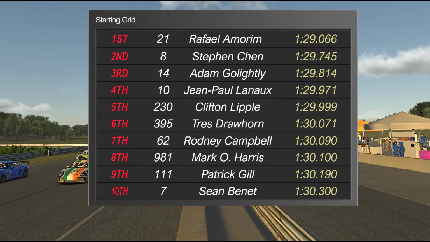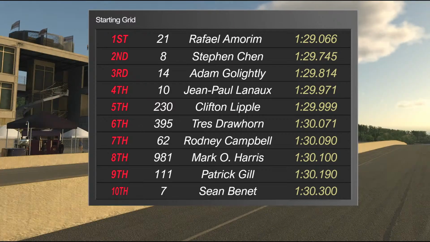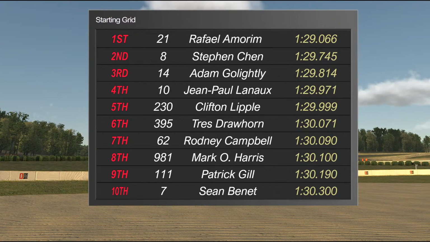Time to bring you the starting grid for this group, where Amarim does have the fast time, that 1:29.066, good enough to keep him in P1 for this race. Stephen Chen will roll off from 2nd. Adam Golightly, who is new for the week, will roll off from 3rd. Jean-Paul Leno rolls off from the 4th spot. 5th is where you'll find Clifton Lipple.